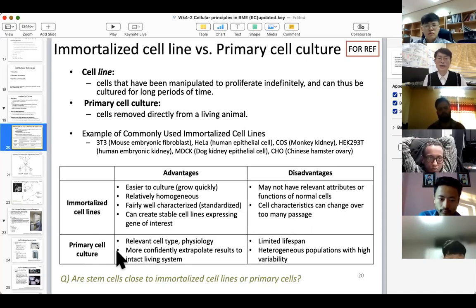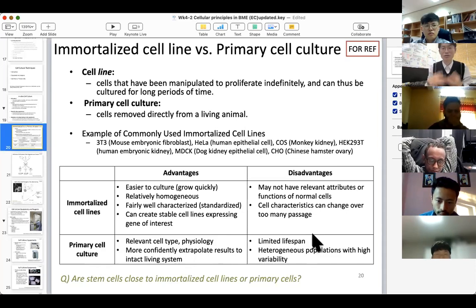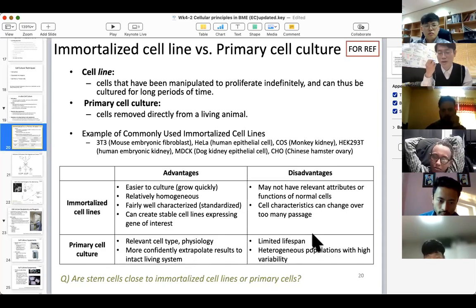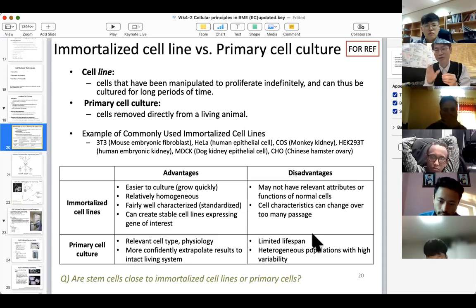While when you do primary cell culture, of course, this is a relevant cell type, relevant physiology. And the results can be more confidently extrapolated to the intact living system. That's great. However, you can't grow them forever, so there is a limited lifespan. And when you take out, let's say, neurons, you take out the nervous system, you will not expect only neurons to grow. There will be other types of cells mixed together. So a heterogeneous population with high variability will get you into trouble making clean experimental results.